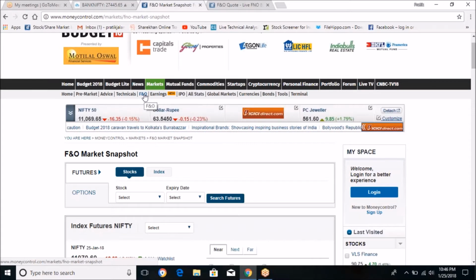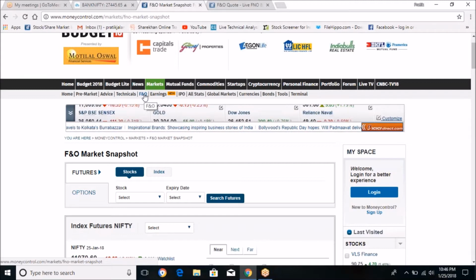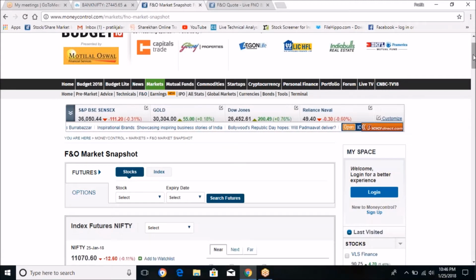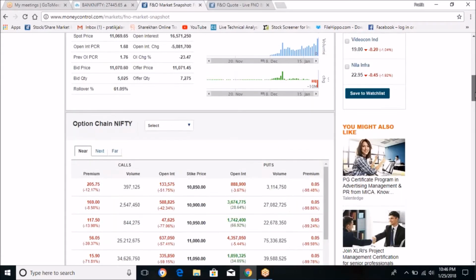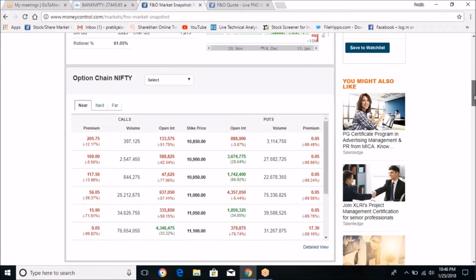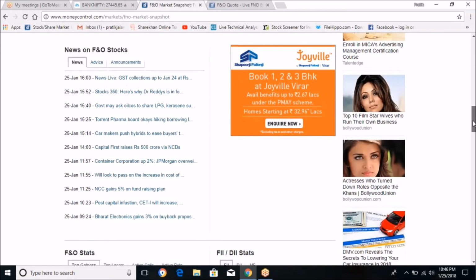Why I'm saying FNO? Because our traders are more focused on options and futures. So I've taken that. These are all scripts which carry larger liquidity and participation in indices. So we are taking that, since we have analyzed the Nifty open interest.